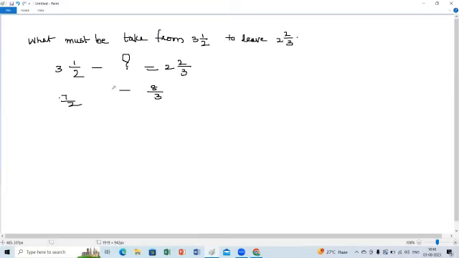Teacher, the common means the lowest. LCM, lowest common multiple, is 6. Now to find this unknown part, what should I do? We have to subtract 8 by 3 from 7 by 2. 2 3s are 6, 3 7s are 21 minus 8 2s are 16 by 6. Yes or no, children? 5 by 6.